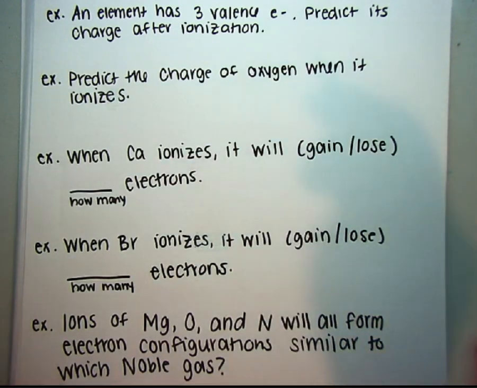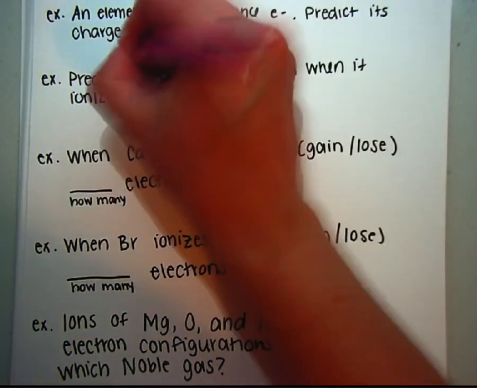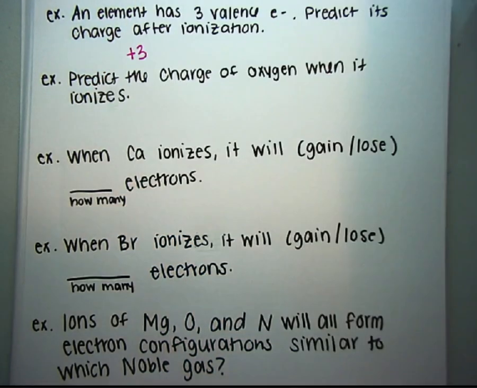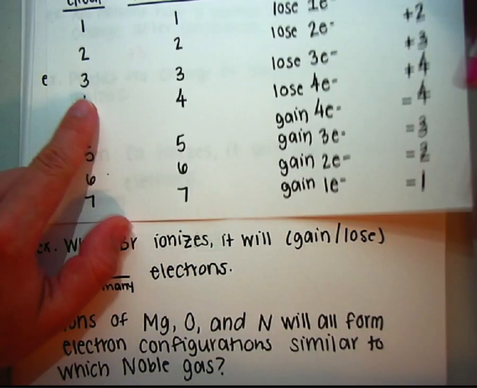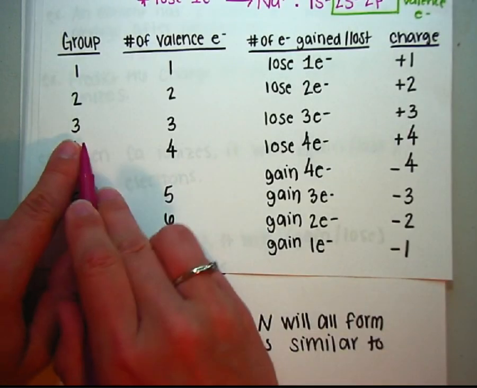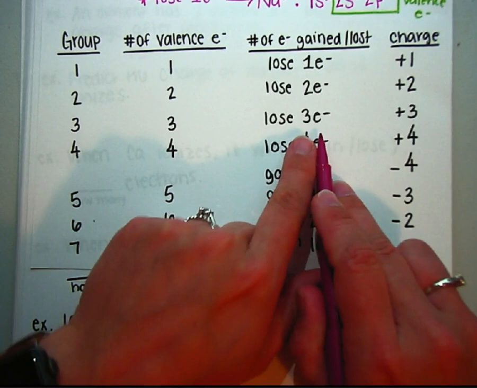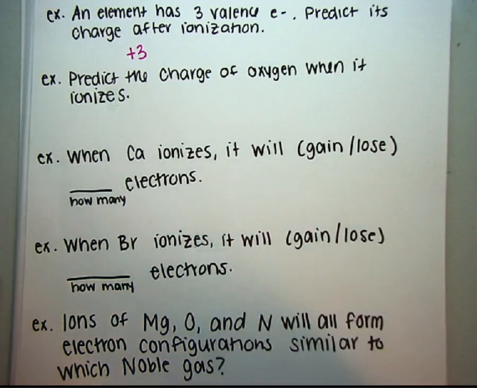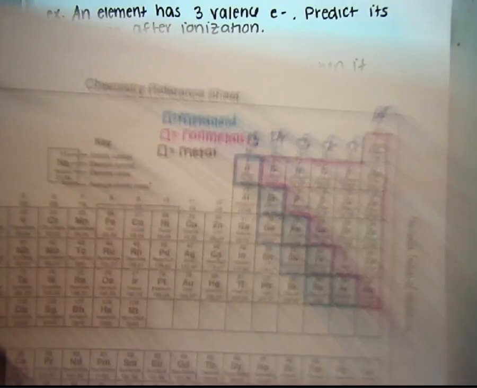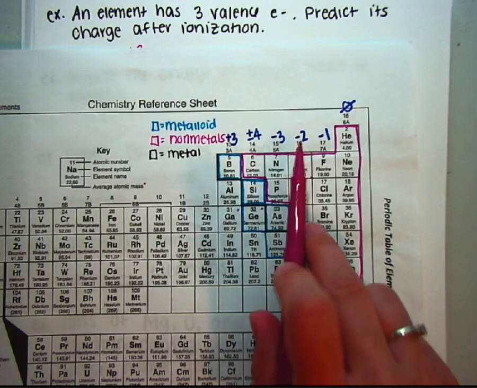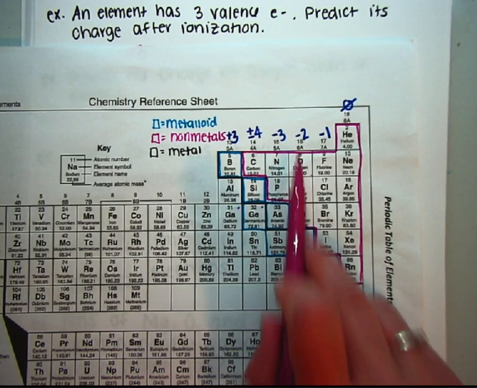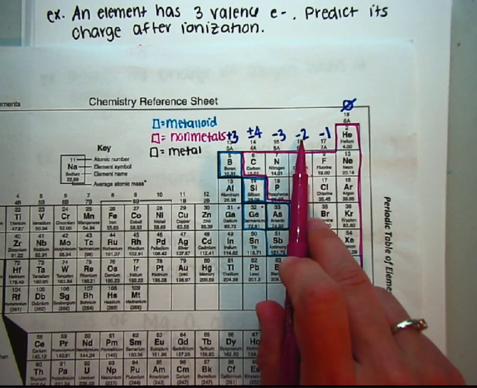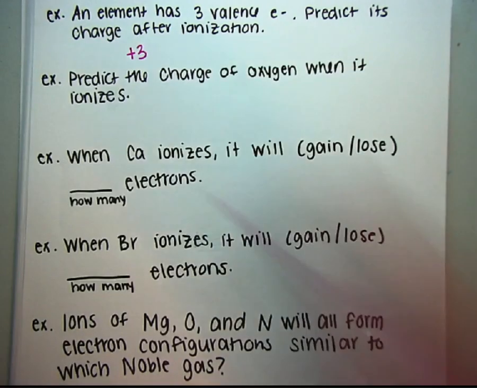So first one, an element has 3 valence electrons. If it is in group 1, 2, 3, or 4, it is going to lose electrons. It's going to lose all 3. So my charge would be +3. Looking at our little cheat sheet, elements that are in group 3 have 3 valence electrons. They will lose 3 electrons and have a charge of +3. Next, predict the charge of oxygen when it ionizes. So if you wrote those charges on your periodic table, it makes it really easy. Oxygen is in group 6. It wants 8 valence electrons. It gains 2, so its charge would be -2.